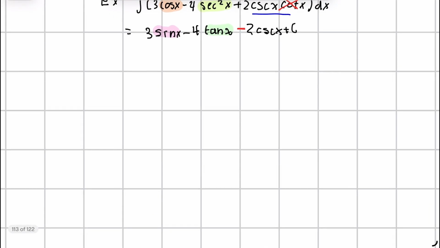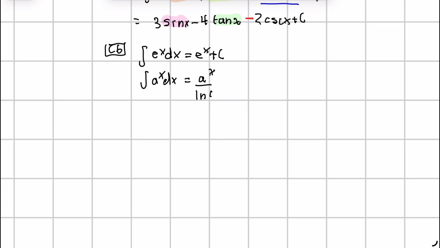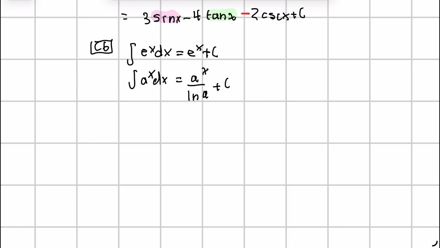Now let's do some basic exponentiation integration. If you have an exponent, this is going to be our 6th case. We have the integral of e to the power of x times dx is equal to e to the power of x plus c. So the rule you're going to use is you have a to the power of x dx is equal to a to the power of x divided by the natural log of a plus c. So you need to know that e to the power of x is going to integrate itself.